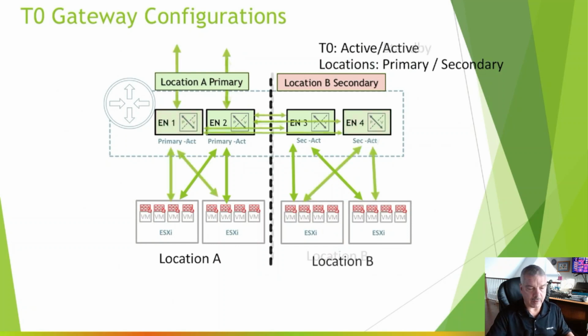Let's look at this one now. Same thing, pretty much, but notice our locations. The tier 0s are active. So now both the edges have traffic flowing through them, both of them.